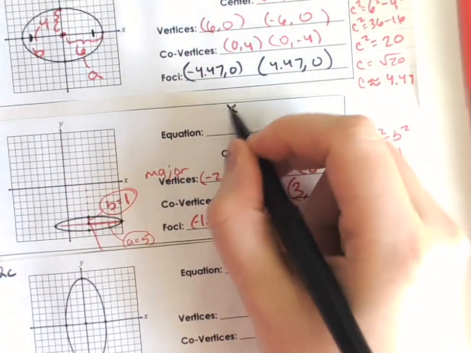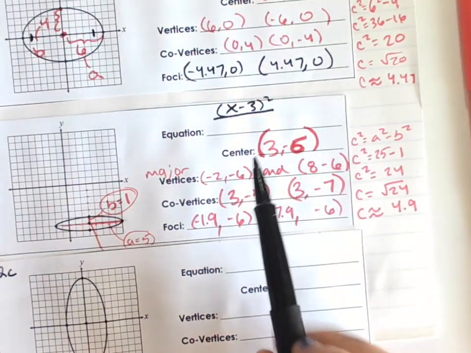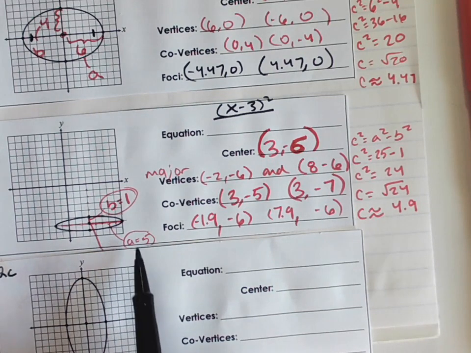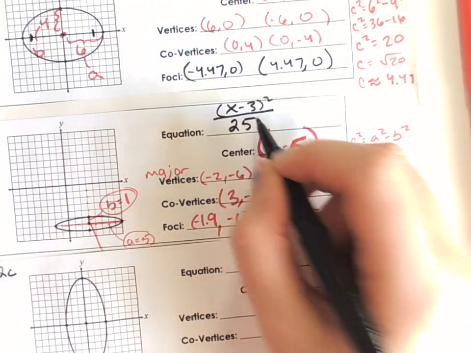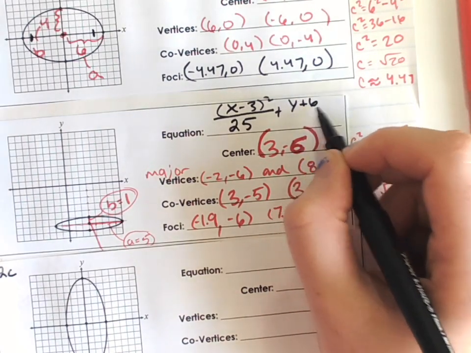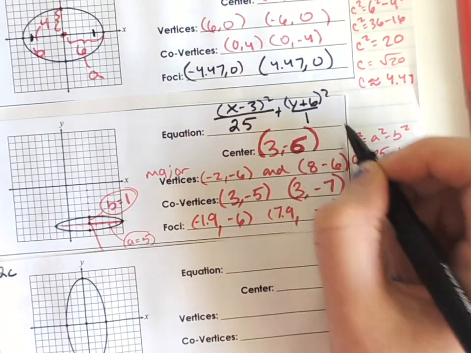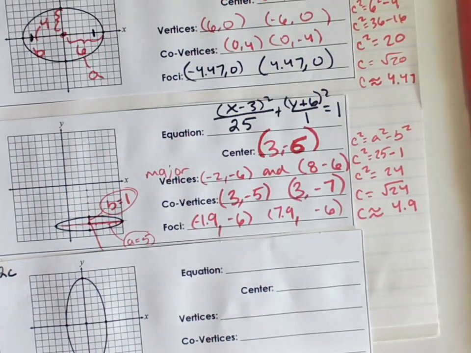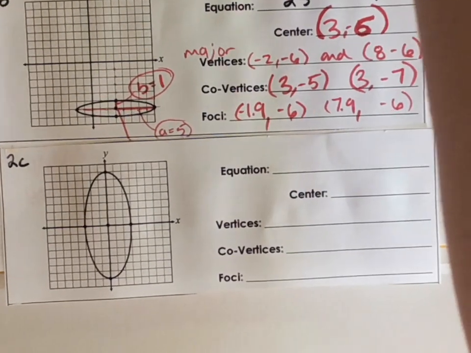It would be x minus h squared over, since this is horizontal, our bigger value, or the a value for this matter, is going to be squared, and we've got 25 plus y, take away negative 6, which would become plus 6, squared over 1 is equal to 1. Whew, almost forgot that part. We good though. So when you do your example problem, do all the same steps, and don't forget the equation like I did.